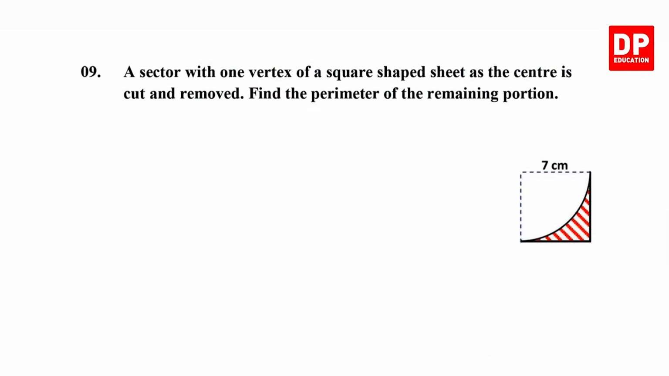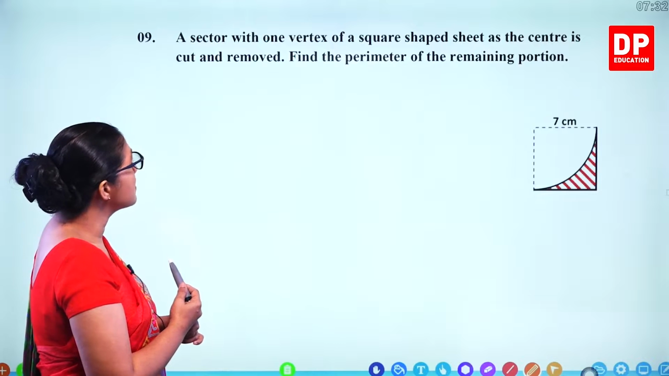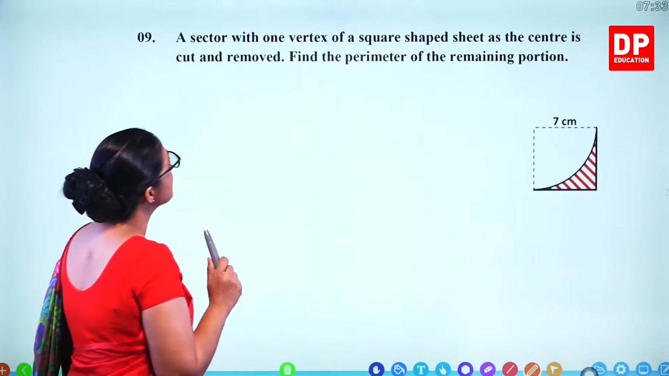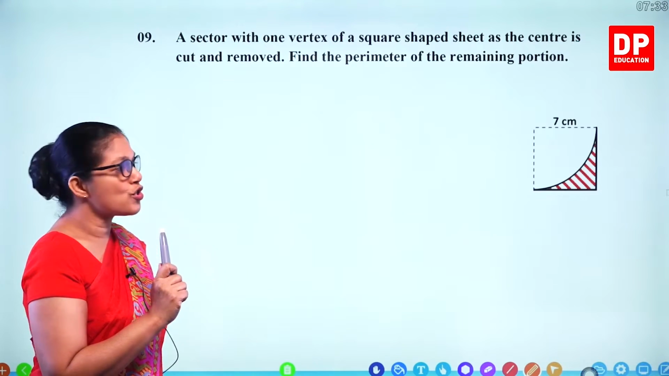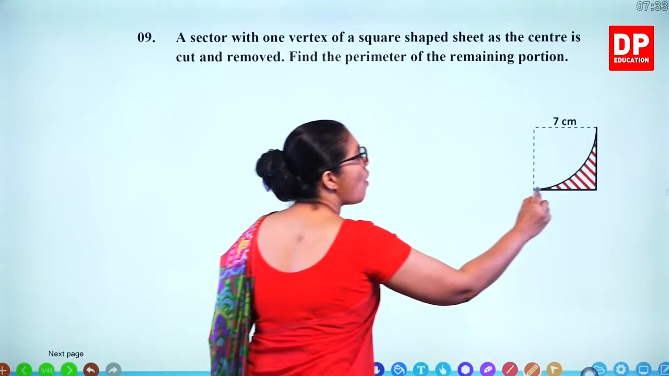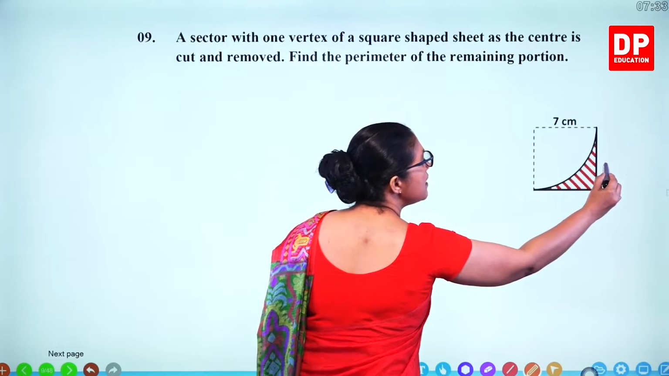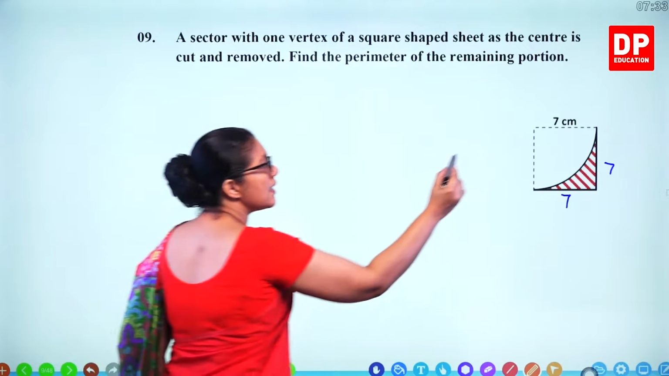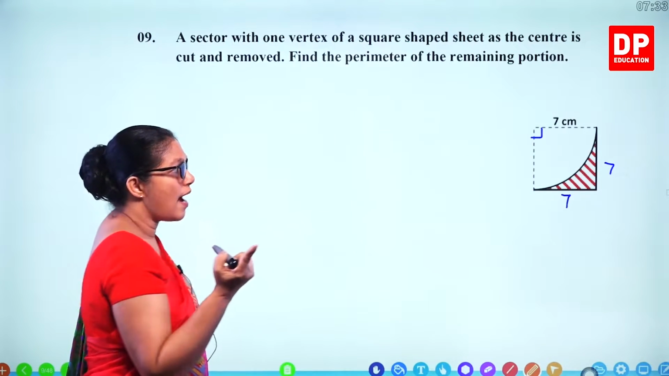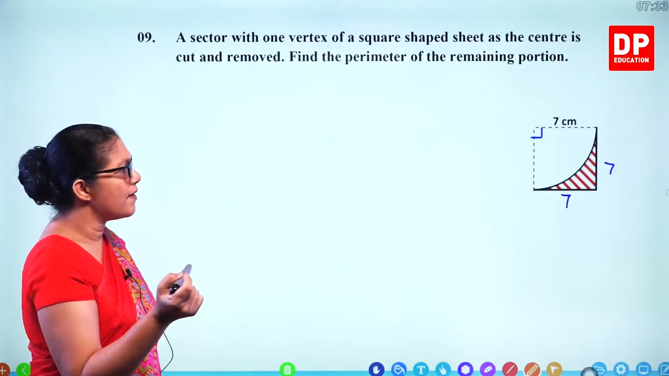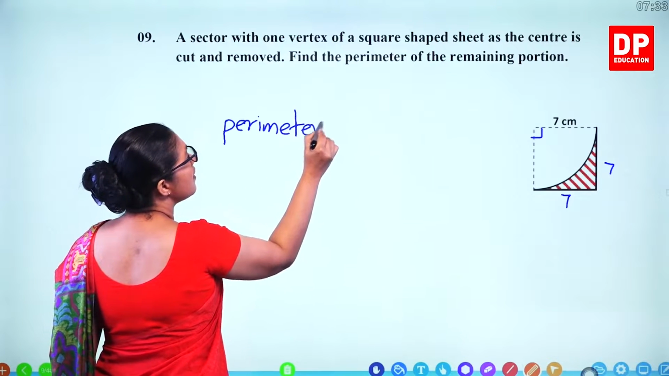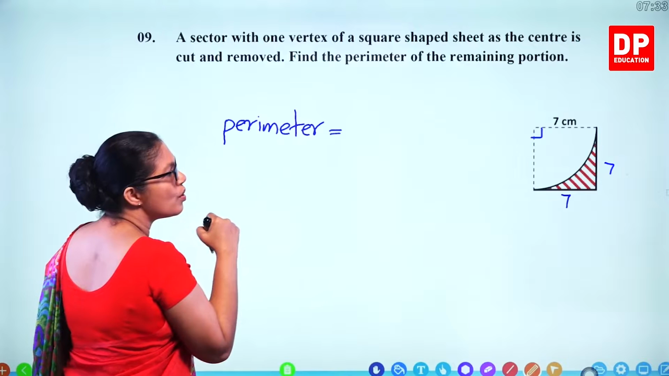Question number 9. A sector with one vertex of a square-shaped sheet as the center is cut and removed. So this part is removed, so only this shaded part remains. Find the perimeter of the remaining portion. So how do you find the perimeter? You add all the outer lengths. So this is 7, which means this is 7 and 7. So what is the arc length? This is a quarter of a circle. So first find the arc length and then add 7 and 7. So we can find the perimeter using the arc length formula plus the 2 radii.